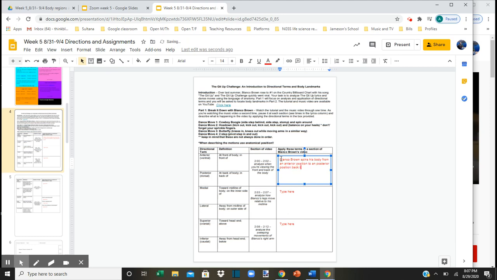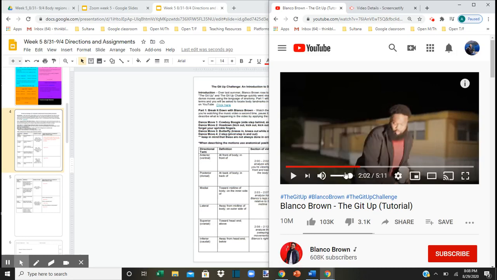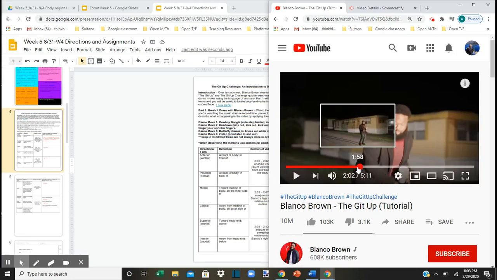back to an anterior position. So you're just basically saying he's facing forward, right? Then he turns to his back, and then he faces forward again. So he's basically spinning. We're not just going to say he's spinning. We're going to practice our anatomical terms. So Blanco Brown spins his body specifically from an anterior position to a posterior position and back to an anterior position. We can double check that again if we just wanted to make sure it makes sense.